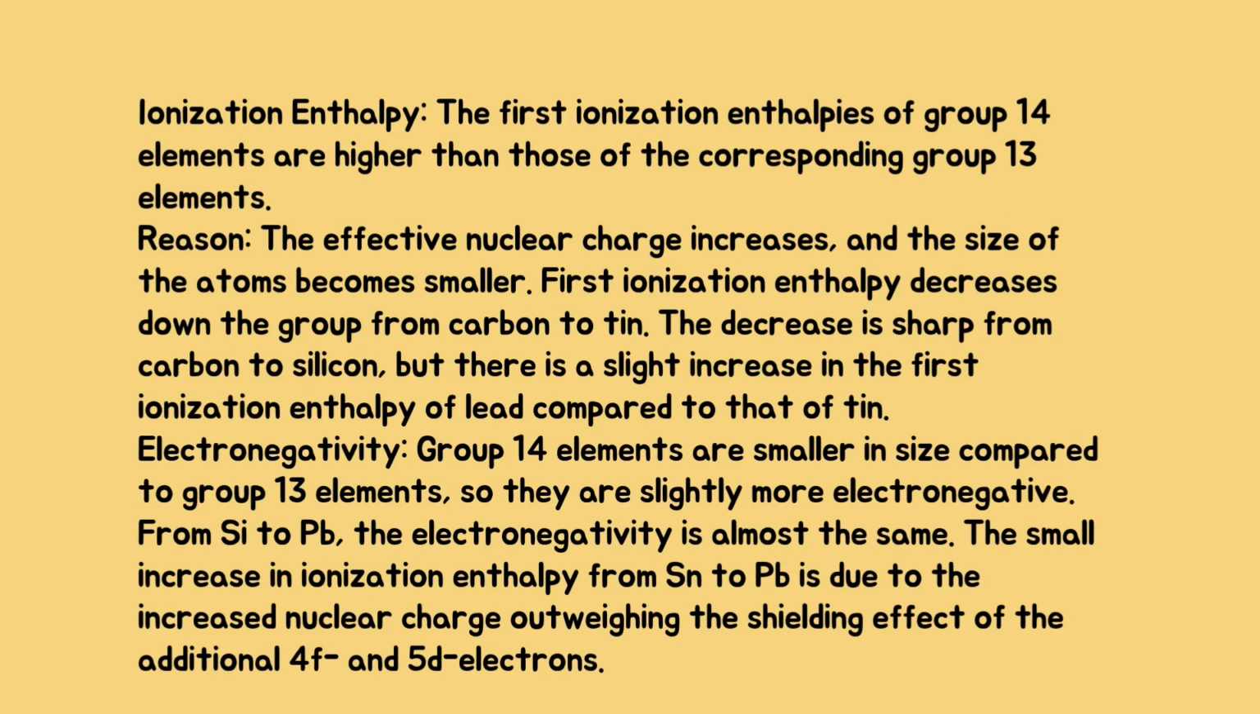Electronegativity. Group 14 elements are smaller in size compared to group 13 elements, so they are slightly more electronegative. From C to Pb, the electronegativity is almost the same. The small increase in ionization enthalpy from Sn to Pb is due to the increased nuclear charge outweighing the shielding effect of the additional 4f and 5d electrons.